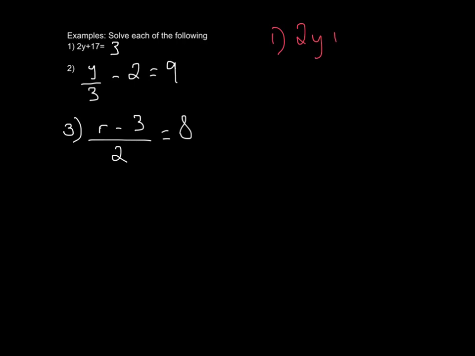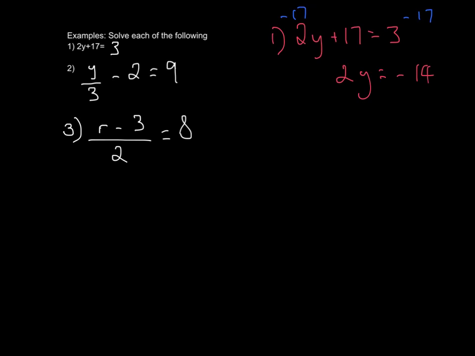2y plus 17 equals 3. Now what we want to end up with is the pronumeral on the left hand side and all the numbers on the right hand side. And to get something from one side to the other, we've got to do the opposite sign. So for this first one we've got plus 17, we want to get that to the other side, so we need to minus 17 off both sides. So that will give us 2y equals 3 minus 17 is minus 14.